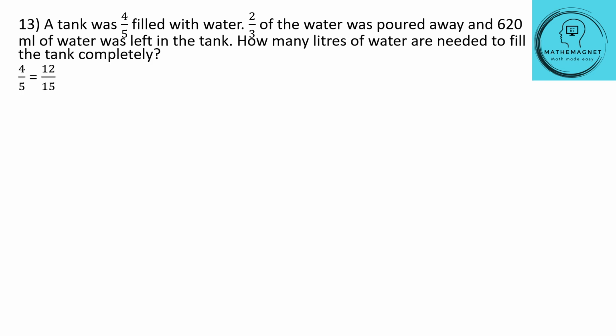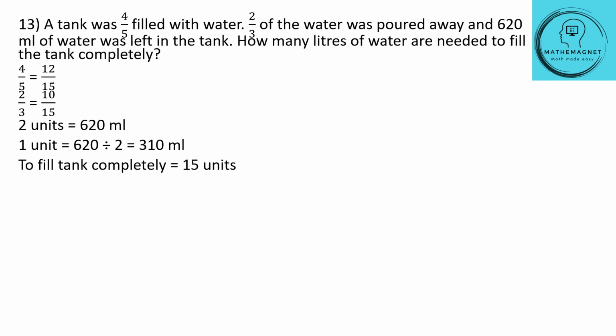Now we'll have to bring these two fractions, 4 by 5 and 2 by 3, into equivalent fractions. So 4 by 5 can be rewritten as 12 by 15 and 2 by 3 can be rewritten as 10 by 15. Now we know 2 units, that is the amount remaining in the tank, is 620 ml. Now 1 unit will be 620 divided by 2, which is 310 ml.